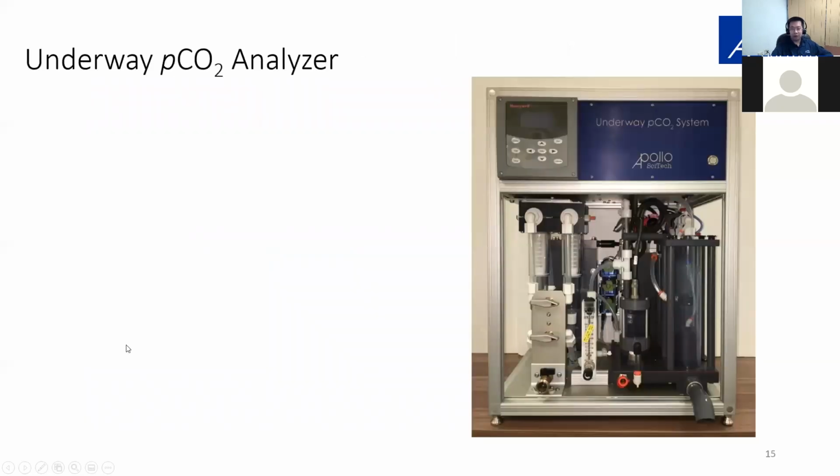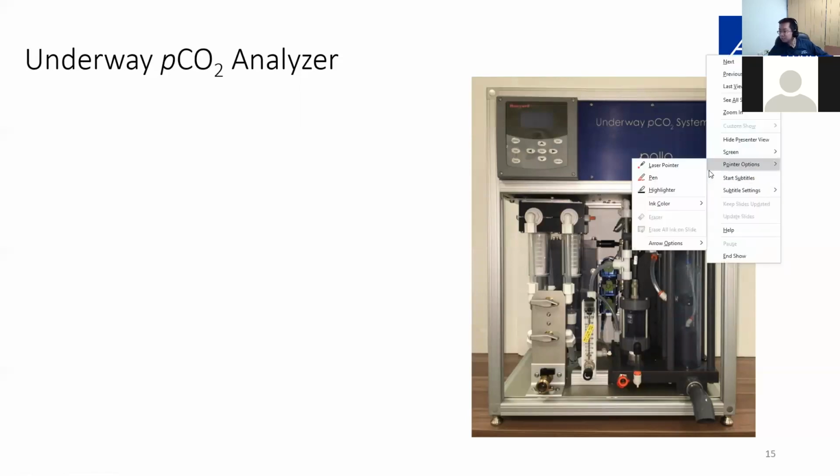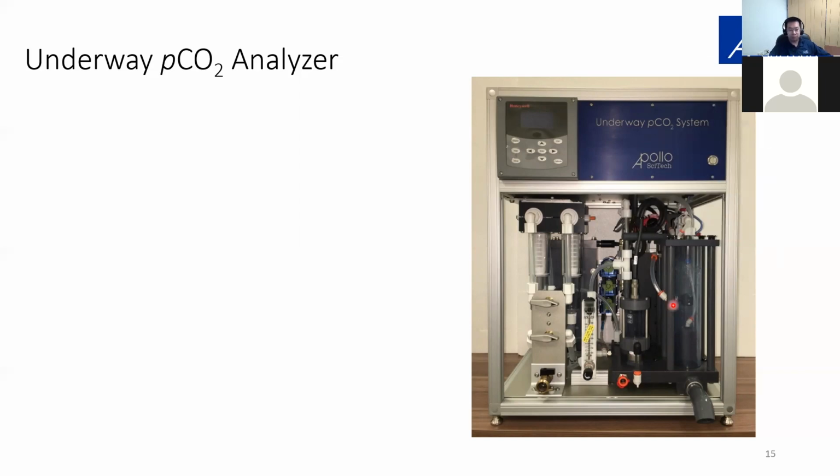Okay, so now the underway pCO2 system. This system is used for underway pCO2 measurements aboard a ship. And water is continuously pumped into the equilibrators. Let me turn on the pointer. Into the equilibrators while the ship is sailing.